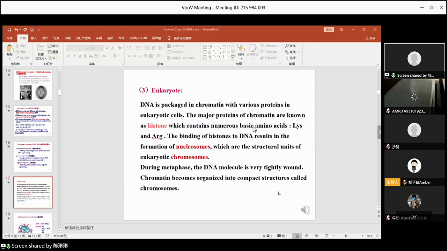And for the eukaryotes, the DNA can be packaged in chromatin with various proteins in eukaryotic cells. The major proteins of chromatin are known as histones. And the basic unit of the eukaryotic chromatin is the nucleosome.